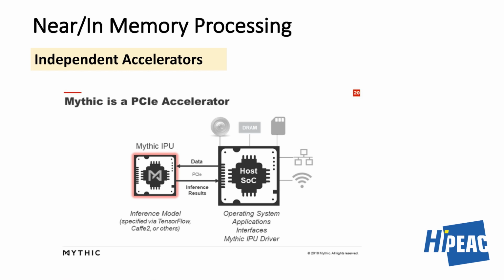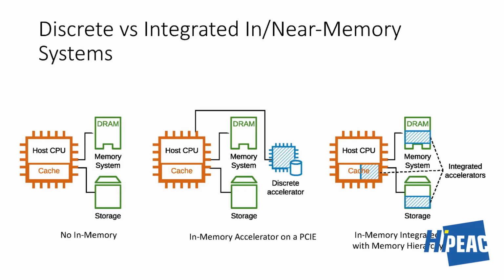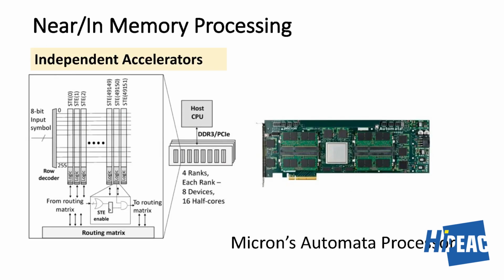So these are some examples. This is Mythic AI. It was a startup which tried to integrate it over PCIe. That was the picture in the middle, right? Another example of an independent accelerator which we'll study is Micron's Automata processor. This is a very interesting architecture. They're no longer selling it, they didn't find a good market for it, but we'll study it. It's a very cool architecture. That was also an independent accelerator.